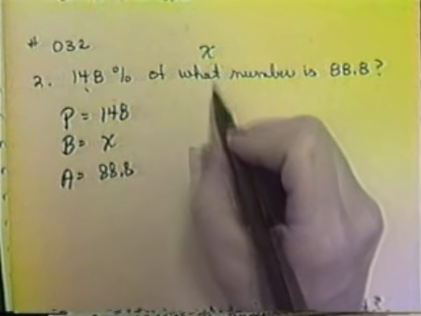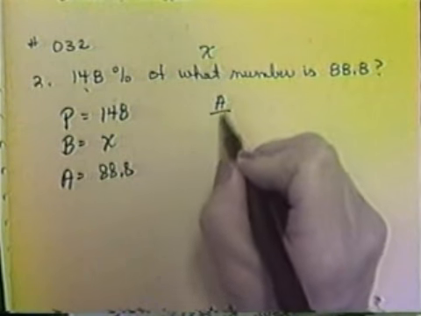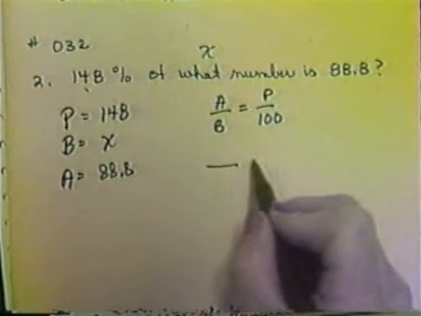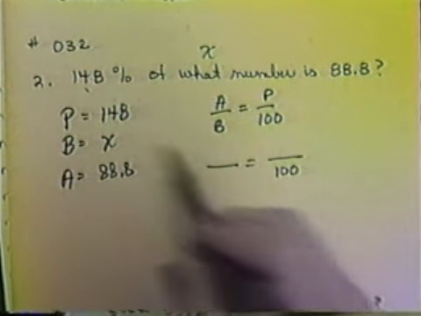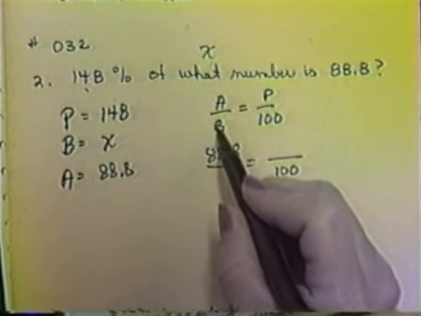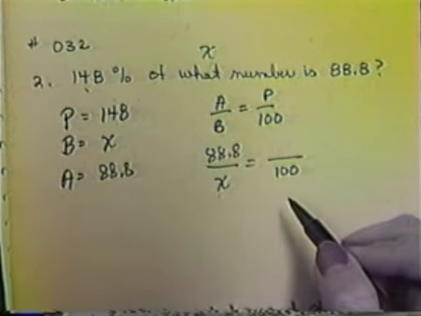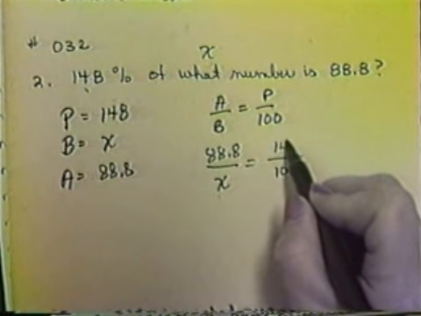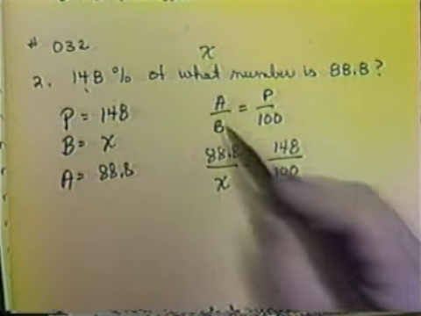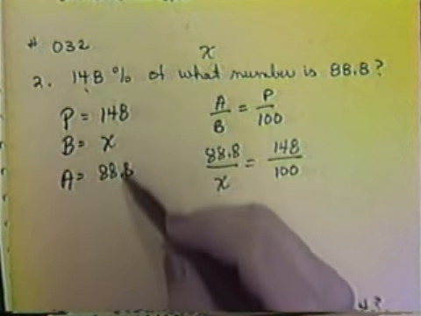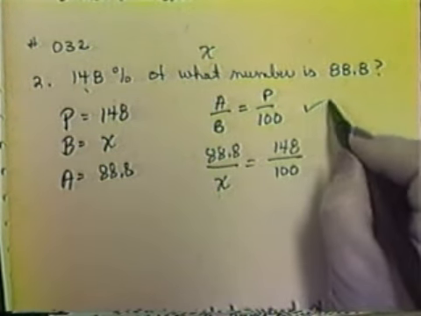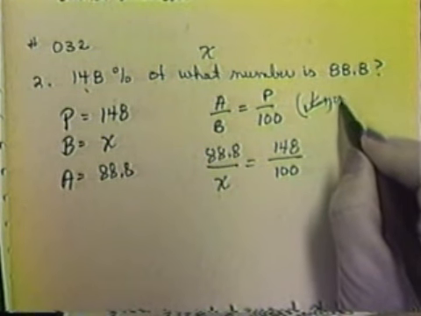Now we want to set this up in our proportion. Amount over base is equal to the percent over 100. So when we set it up, the 100 goes here. We have the amount, which is 88.8, the base, which is our unknown x, and our percent, which is 148. Remember, we got our proportion by filling in the unknowns that we've already identified. This is something you need to know.